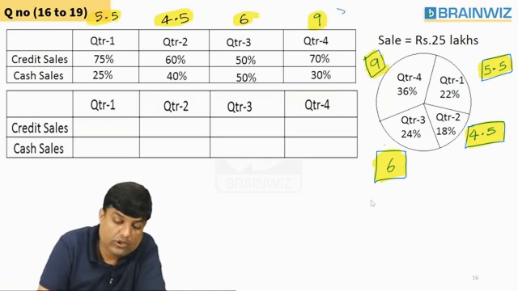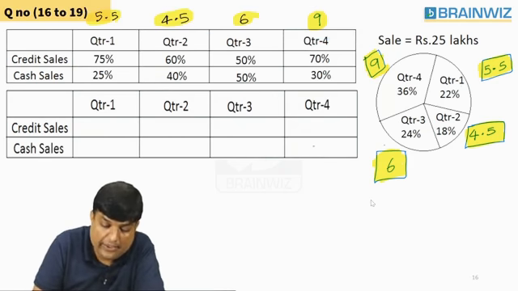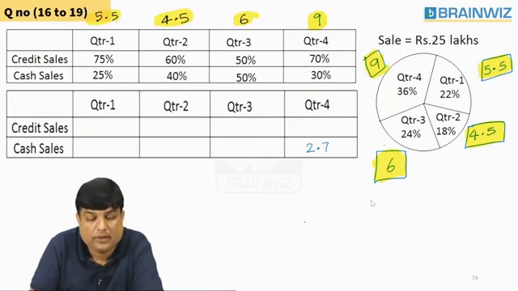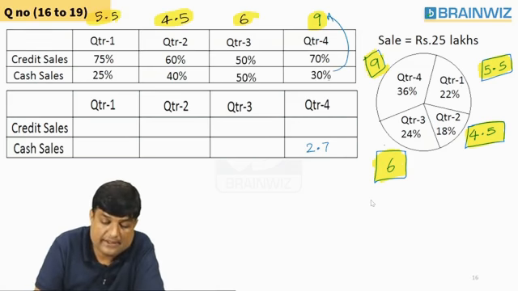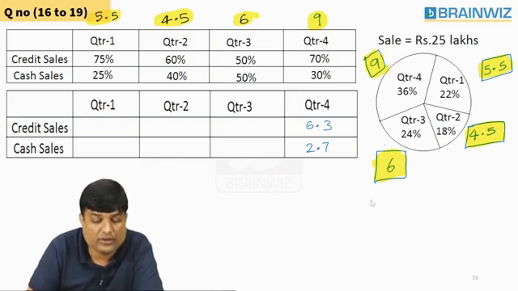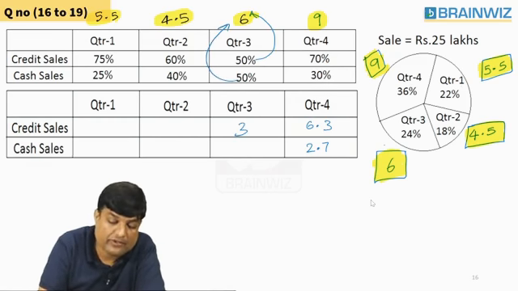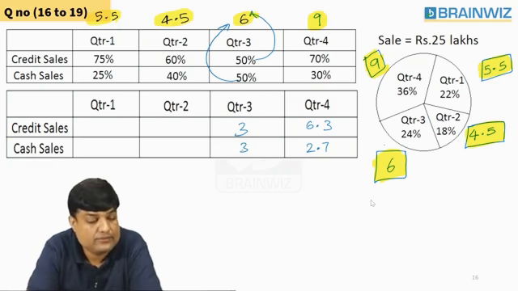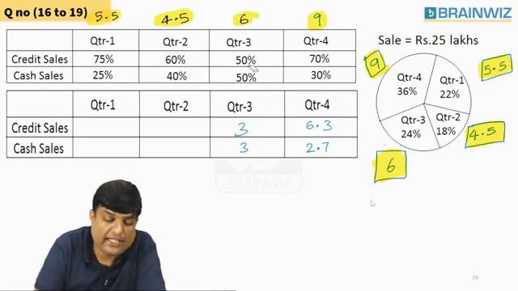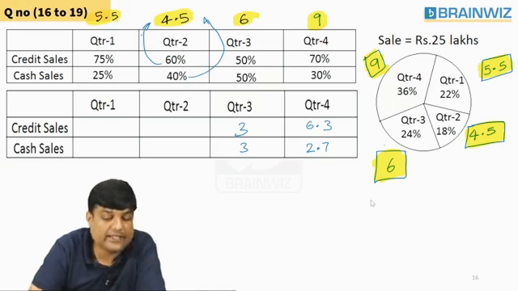So, these are all the 4 quarter sales. Now, let's try to calculate here. You told 2.7 here, 30% of cash, 30% of 9 lakhs. And 70% of 9 lakhs, 6.3 lakhs. We have done this 4th quarter distribution. 50% of 6 lakhs, 3 lakhs. 50% of 6 lakhs, 3 lakhs. We got it, guys. And here, 40% of this thing and 60% of this thing.